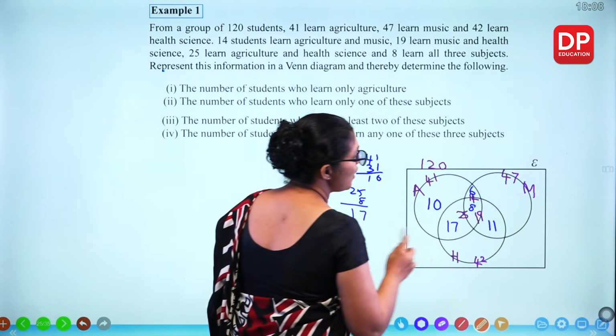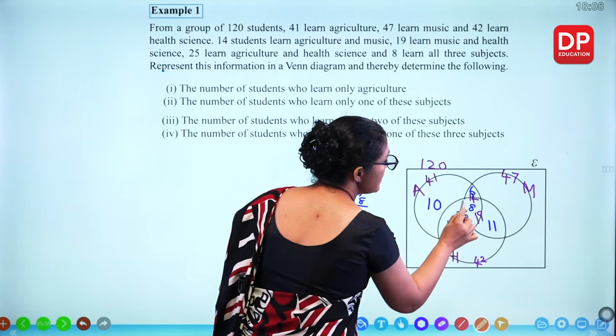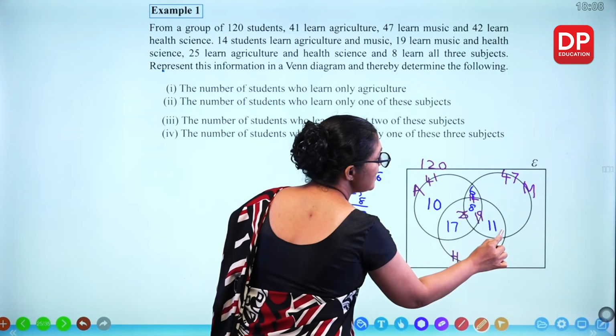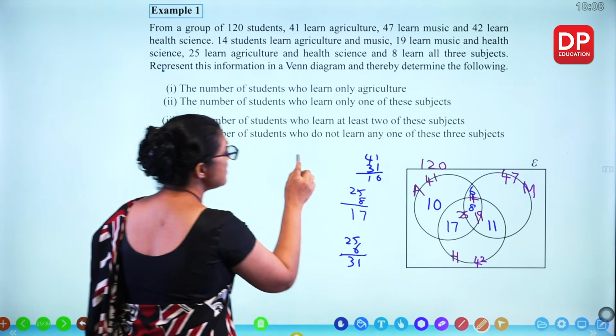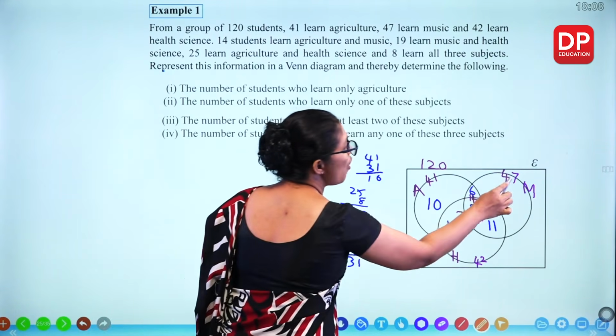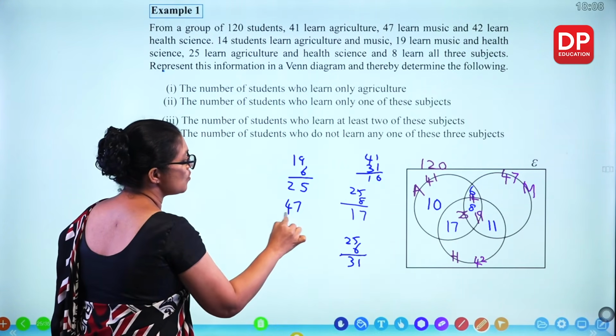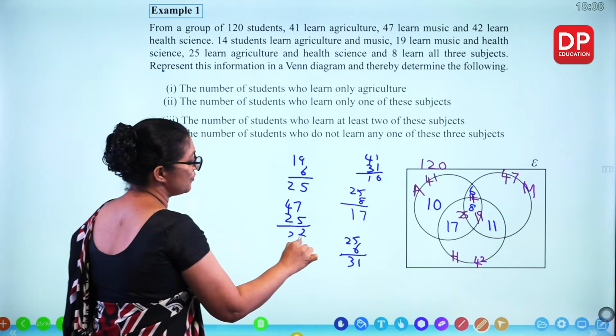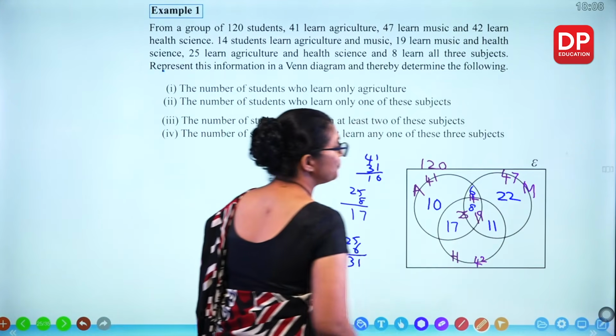So how can we find out? This section is 19. 19 and 6 is there. 19 plus 6, you get 25. 47 minus 25, you get 22.